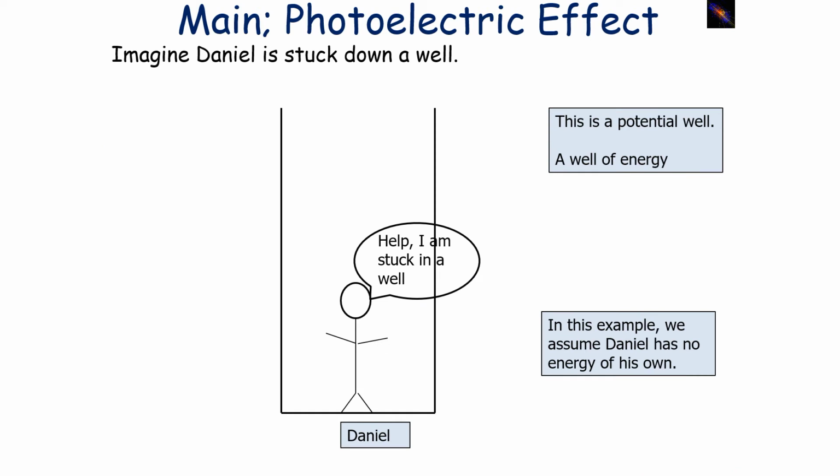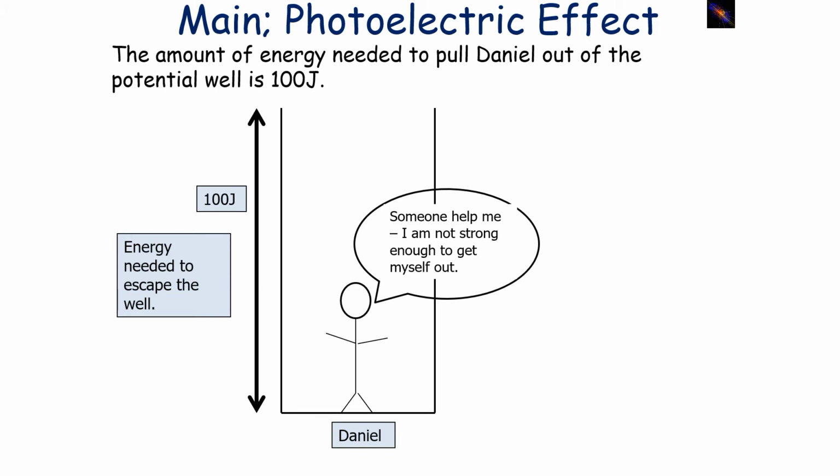So imagine our friend here, Daniel, is stuck down a well. Now this is what we call a potential well, a well of energy, and in this example we'll assume Daniel has no energy of his own. The amount of energy needed to pull Daniel out of this potential well is 100 joules. So we need to give Daniel 100 joules to escape this potential well.